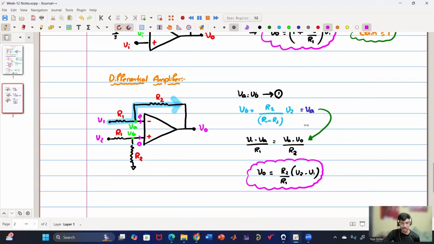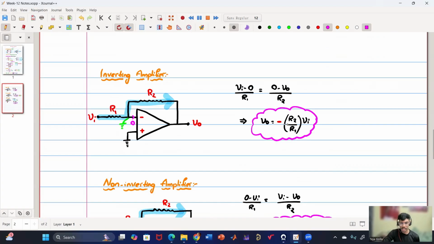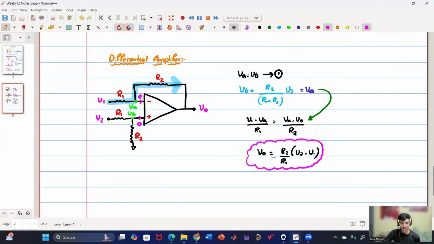Now we have discussed the differential amplifier, where we have two inputs, and this is how the circuit looks. And V naught is nothing but R2 by R1 into V2 minus V1. Say V2 minus V1 is some input voltage Vi, then V0 equals R2 by R1 into Vi. So gain can be less than 1 or greater than 1 as well, which was not possible in the case of the non-inverting amplifier, but it is possible here. It is inverting, so this is non-inverting. Also, it has gain greater than 1 and less than 1 options.